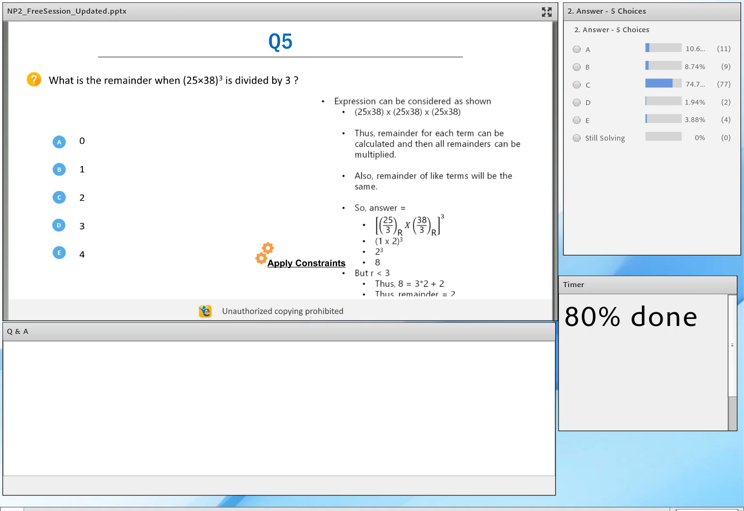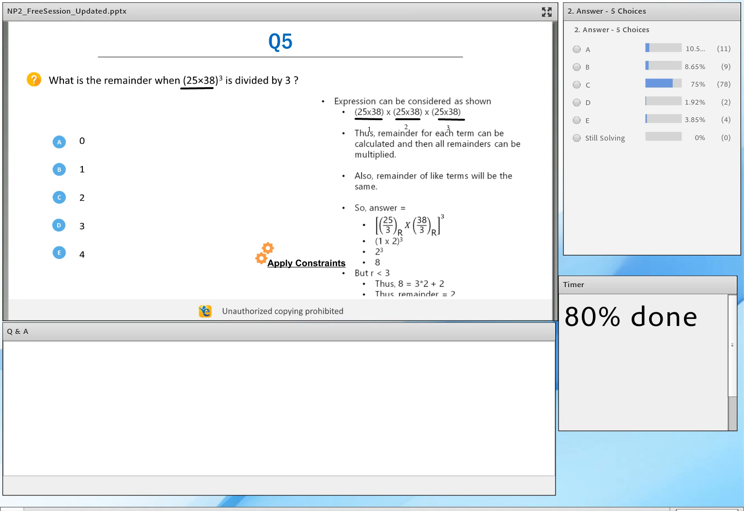So how can we go about doing this? What we're given is 25 into 38 to the power 3. What's the remainder when it's divided by 3? Let's write this expression as this multiplied by this multiplied by this. So it's a product of two numbers multiplied with itself 3 times. Let's call this term 1, this term 2, and this term 3. Each of these terms, we can find the remainder, and then we can multiply the remainders for each of these terms.